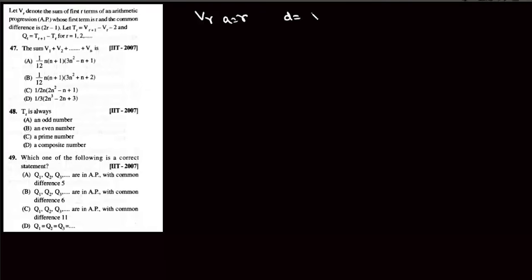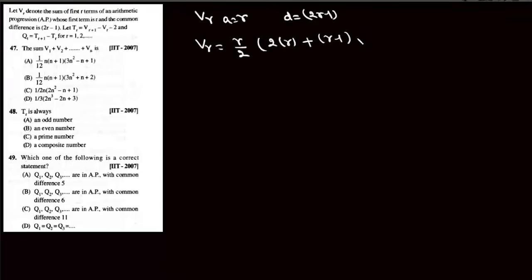Now the question is, let V_R denote the sum of first R terms of an AP whose first term is R and common difference is 2R minus 1. So we can write this V_R as R by 2 [twice A, so 2R, plus (R minus 1) into D, which is (2R minus 1)].